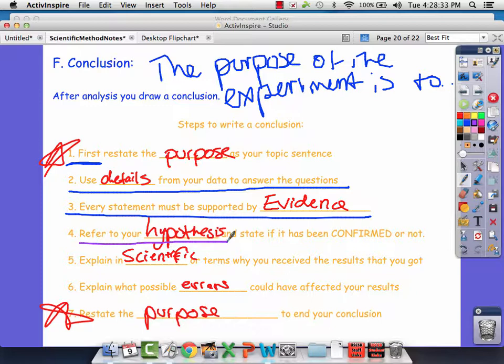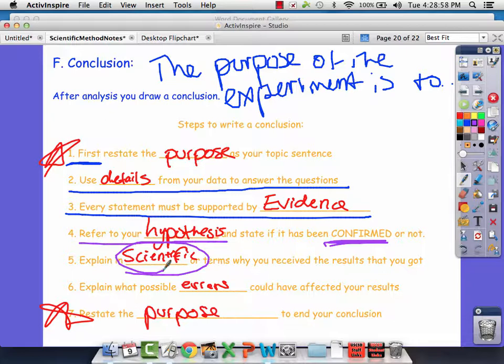After that, you need to refer back to your hypothesis. State whether or not that hypothesis was correct. If you were correct, good, you confirmed it. If you were incorrect, that's okay. Just state it. Explain in scientific terms. I'm not too worried about this one because you guys are already pretty good at using scientific terms. The only thing I don't want to hear or see is the term thing or something along those lines. Use your scientific terms.